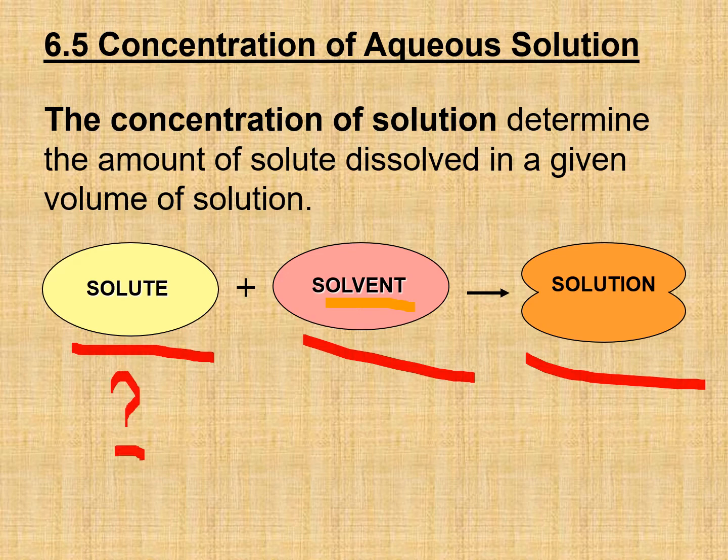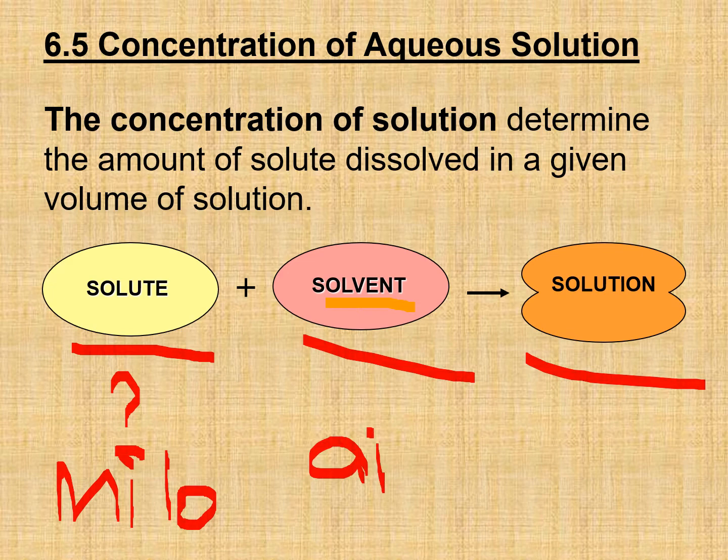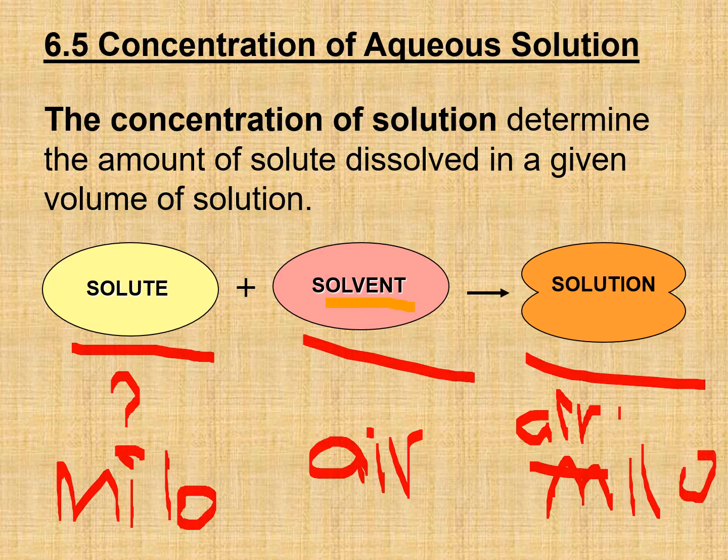If you have air Milo, I give you a very easy example. So what is the solute in air Milo? Solute is the Milo. So what is the solvent? Of course, the air or the water itself. So what is the solution? Air Milo. Bubuk ais, bubuh straw. Sedapnya. Okay, air Milo. So I hope you understand what is solute, what is solvent, and what's its solution.